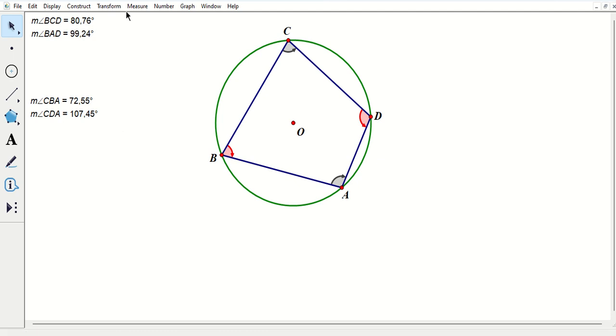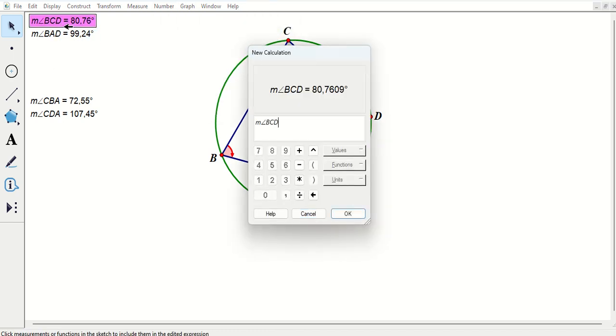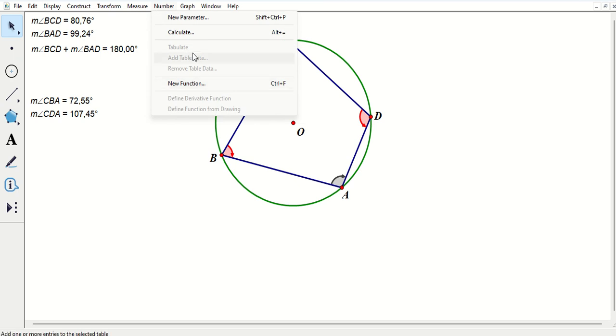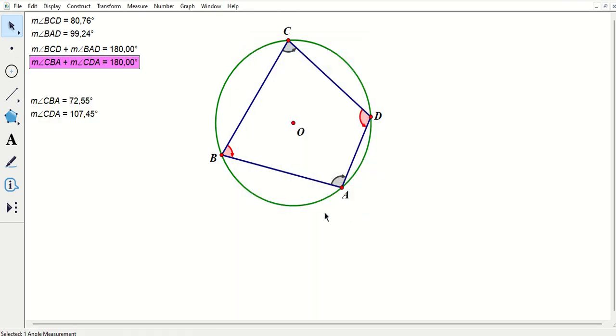So now I want to find out if I'm going to add the first angle C, add it with angle A, and what do I get? If I add these two angles, I get 180. Let's see if it's the same for the other two angles. Calculate. I'm going to add angle B plus angle D. And there we have it, 180.